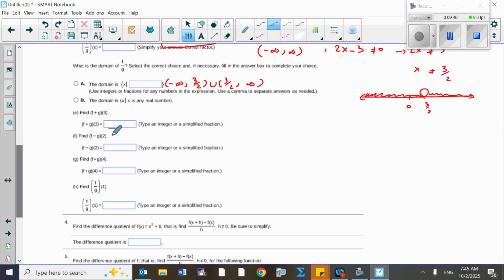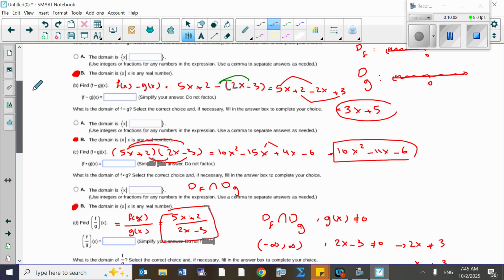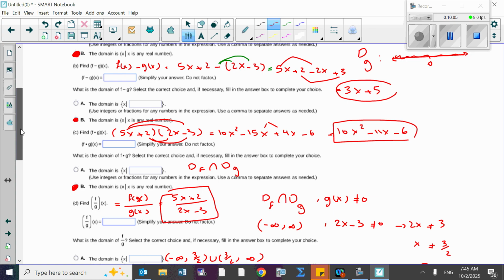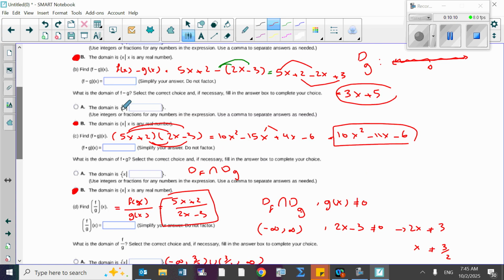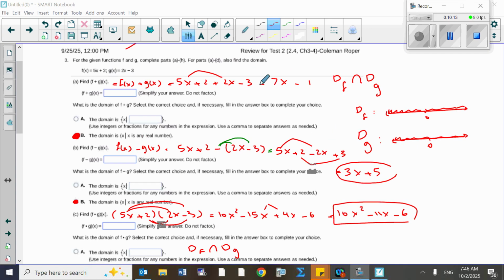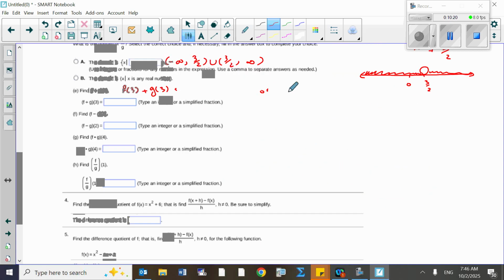Okay. Next, we want to find (f + g) of 3. So for this one, you can do two different things. You can either find f of 3 and add it to g of 3, or you can just use the equation that we had here. We found that here, 3x + 5. We can use that and find the answer. Well, in this case, it was f of 7x minus 1. I can use either of these two. I'm going to show both ways.